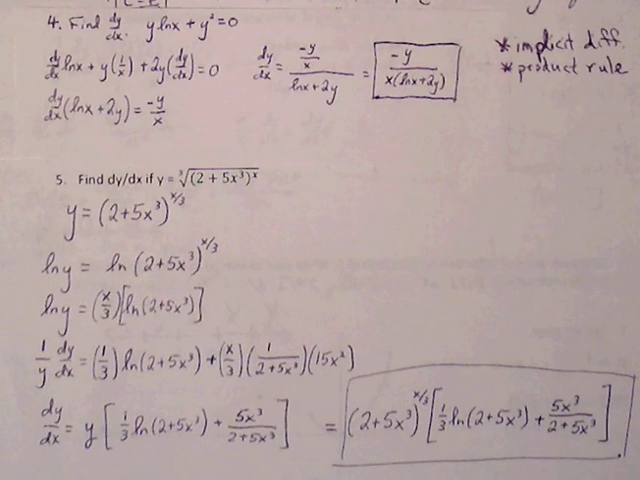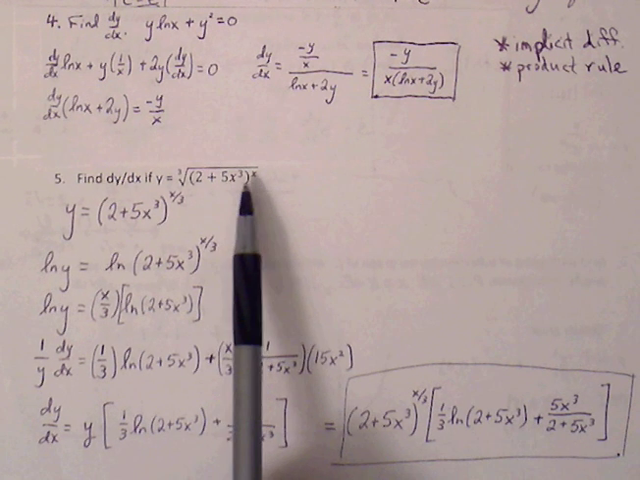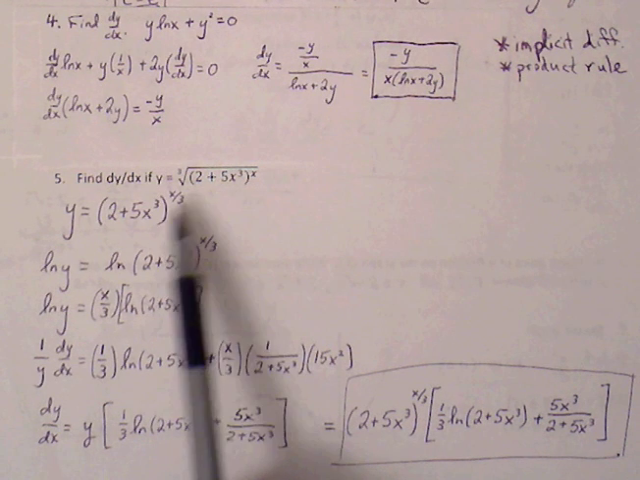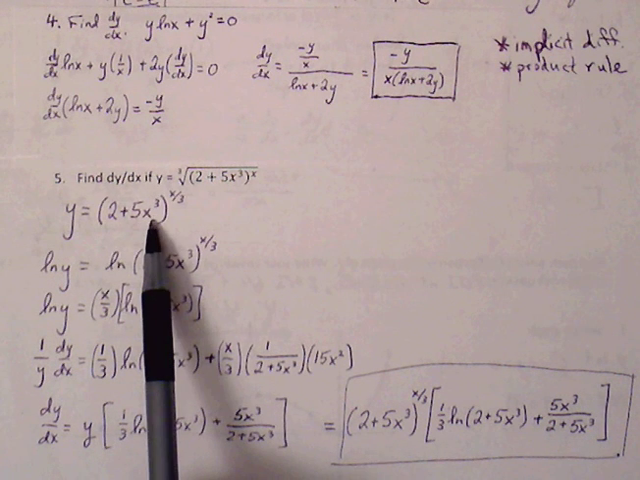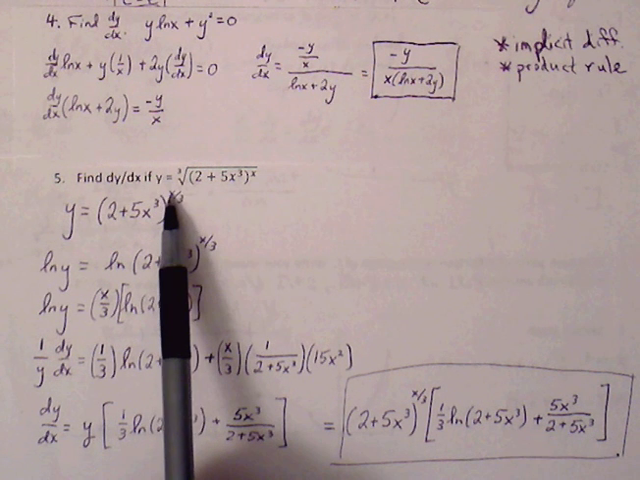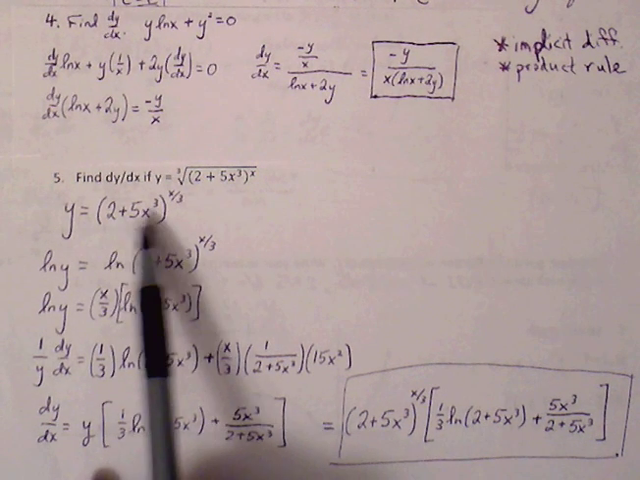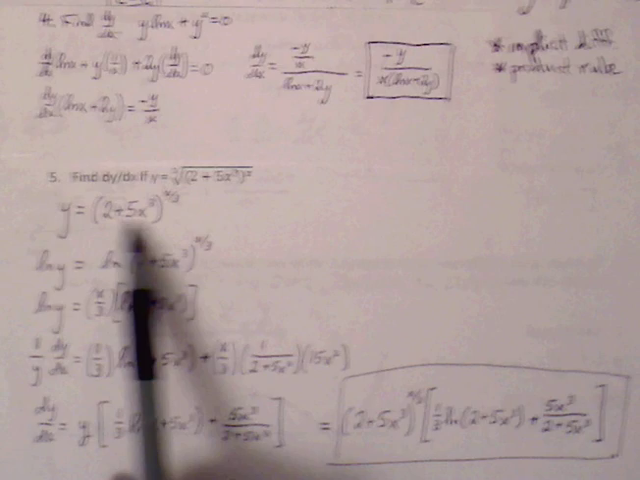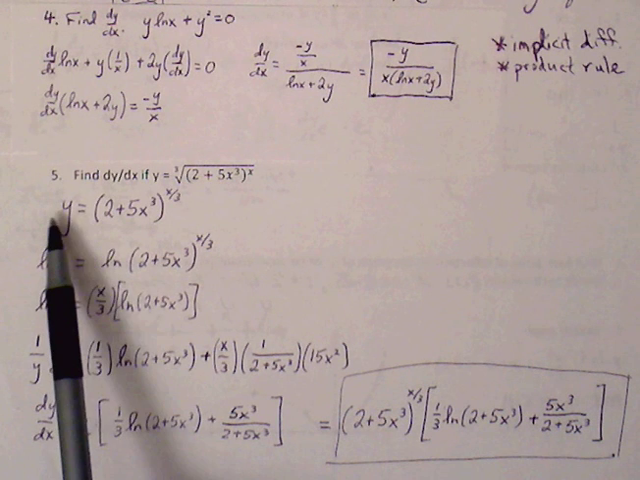Okay, number 5, find dy dx if y is equal to the cube root of 2 plus 5x cubed to the x. I'm going to rewrite this to make it a little bit easier to see what we need to do. I'm going to rewrite this with rational exponents, 2 plus 5x cubed to the x over 3. Now, if we want to find the derivative of a variable raised to another variable, we don't have a rule for this. So we have to find a way to get that exponential variable down. The way we can do that is we can use log properties, but in order to use log properties, we have to have a log expression involved. We have no logs in the problem, but we can introduce logs by using log differentiation.